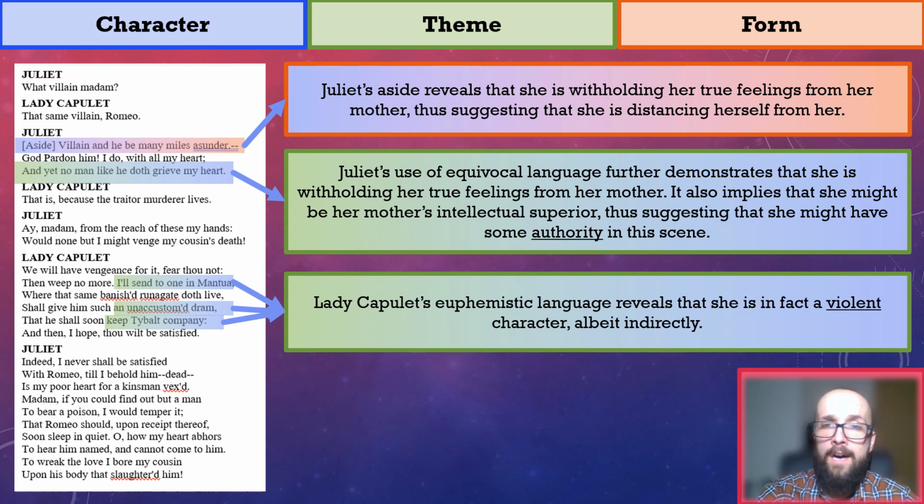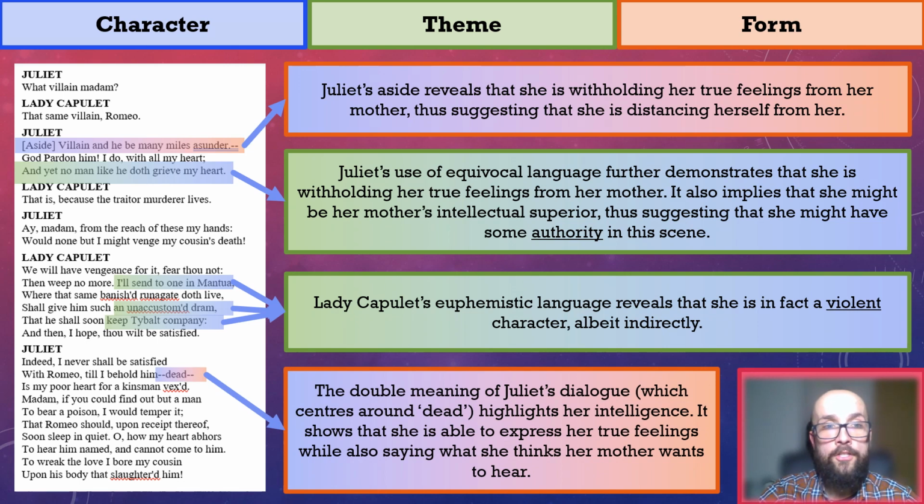Is my poor heart for a kinsman vexed? Versus, I never shall be satisfied with Romeo till I behold him. Dead is my poor heart for a kinsman vexed. One interpretation sees Juliet echo her mother's sentiments, whereas the second sees her express that she won't be happy again until she sees Romeo once more. As such, these double meanings highlight Juliet's intelligence because she is able to express her true feelings while also saying what she thinks her mother wants her to say.